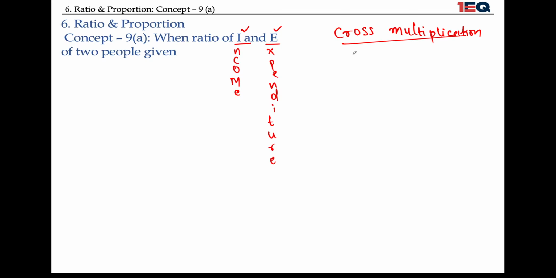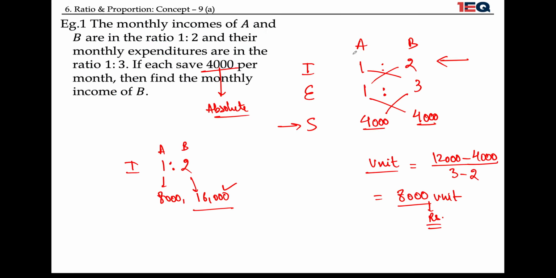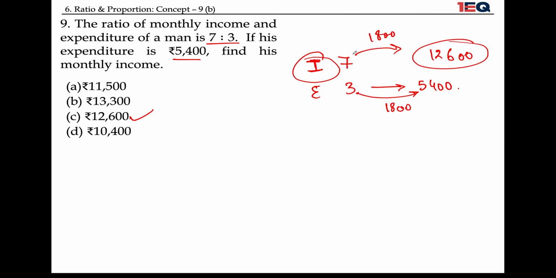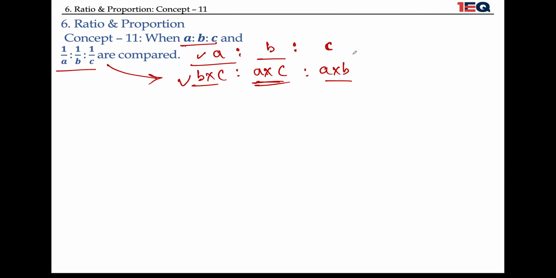Incomes and expenditure questions also can be easily solved with the help of cross multiplication. All age related questions also can be solved with the help of cross multiplication. I think we've covered almost everything, and this was today's lecture.